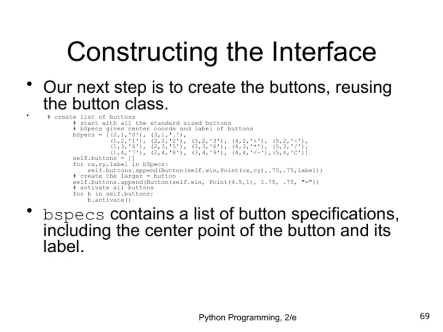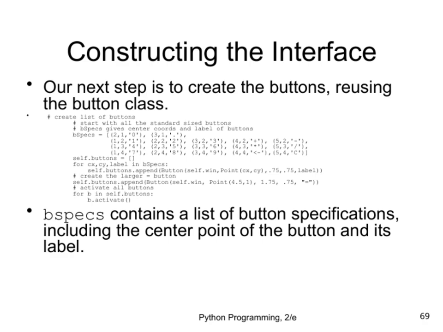We initialize an empty list called self.buttons, which will hold all our button objects. Then, we loop through each specification in bspecs, unpacking the center coordinates and label. For each, we create a button object, passing in the window, the center point, width and height, and label. These buttons are then appended to our self.buttons list.